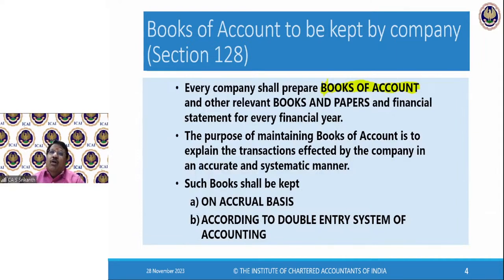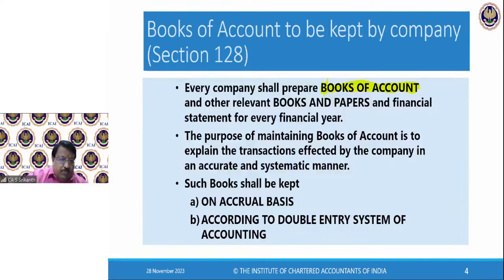Sometimes many people wrongly call it books of accounts. Suggestion, even in my slides, if such a spelling is used, it is inadvertent or it might have been so used in the Companies Act, where I have to follow what the Companies Act has given. But correct grammar is books of account. And other books and papers. Books are there, papers are there. And financial statement. These are all defined. Books of account defined. Books and papers defined. And of course, the financial statement for every financial year. So you have to maintain books of account.